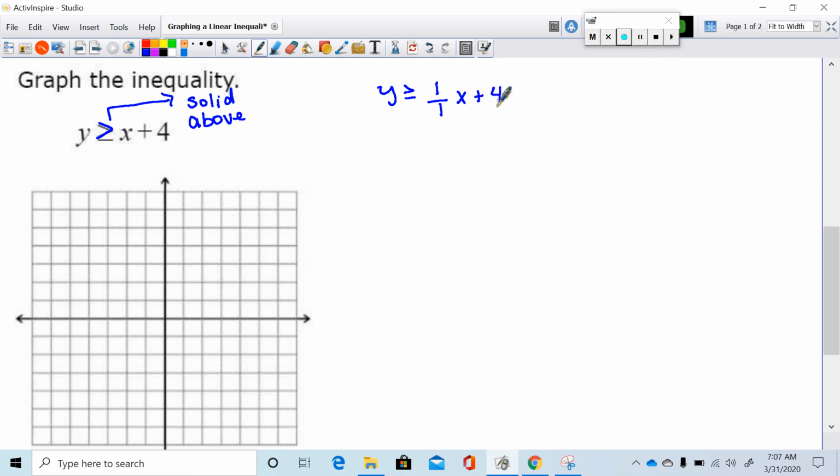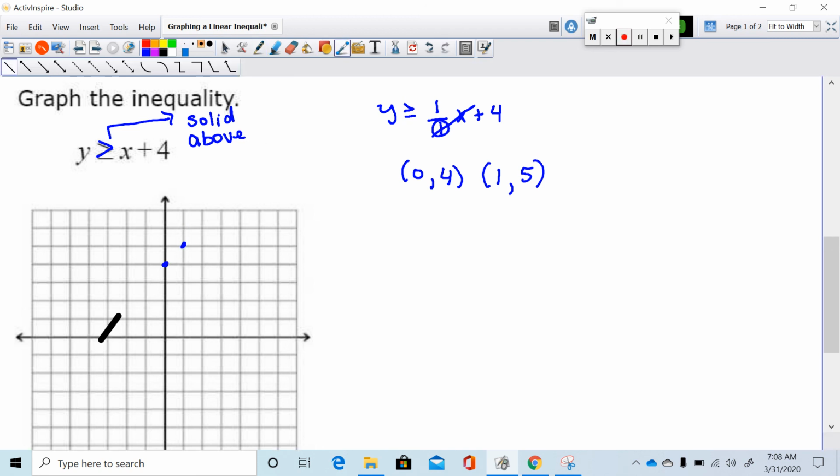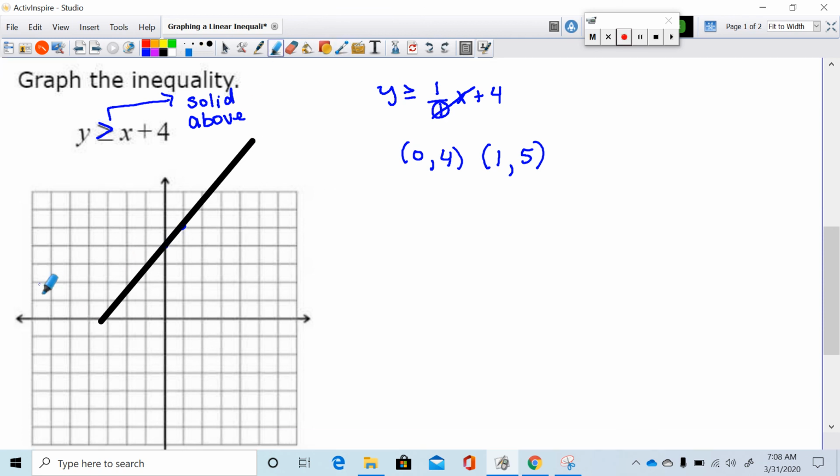X plus 4. The first point I'm going to use is 0, because the number that doesn't have a letter attached goes with that. The second one I'm going to use is the denominator, because if I use the denominator, that scratches out the x, and then you do what's left. 1 plus 4 is 5. So 0, 4; 1, 2, 3, 4, and 1, 5. I said a solid line, and I said I was going to color on top of that line. As long as I know where you're going with it, you're good. That's the answer.